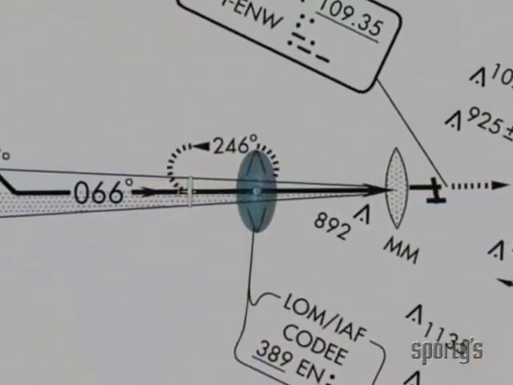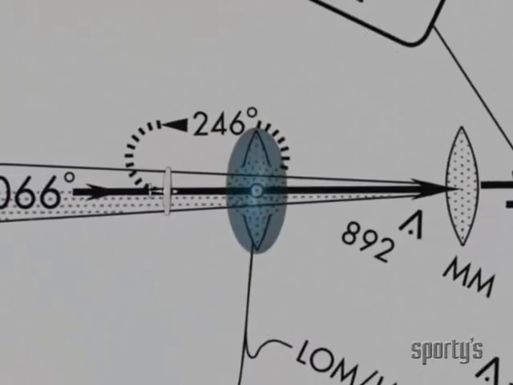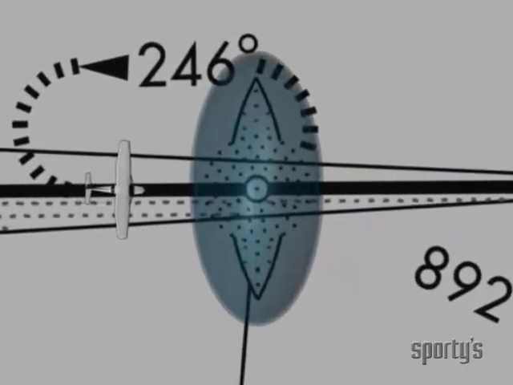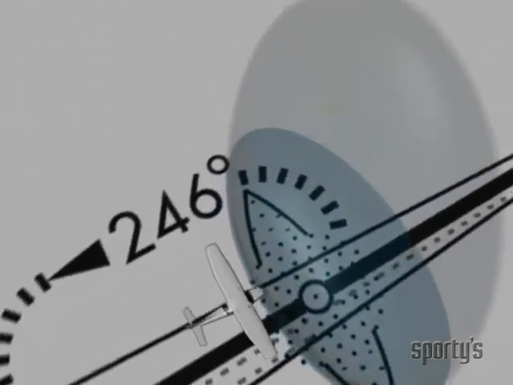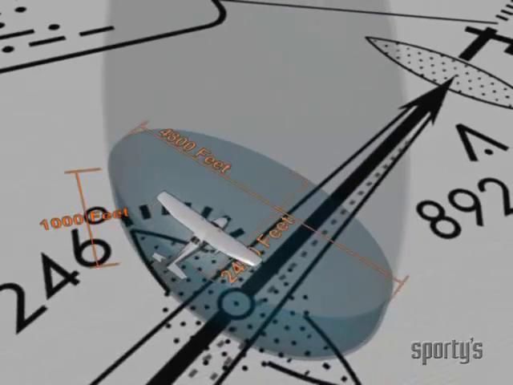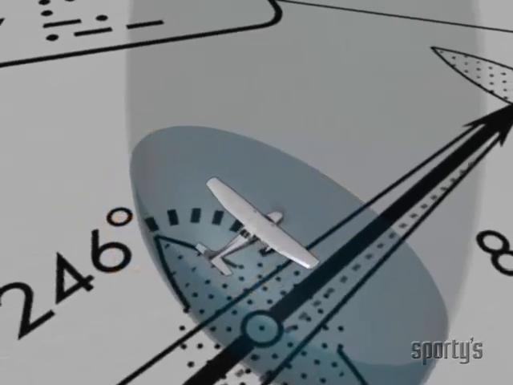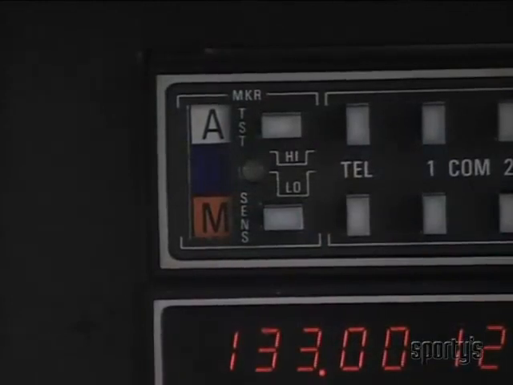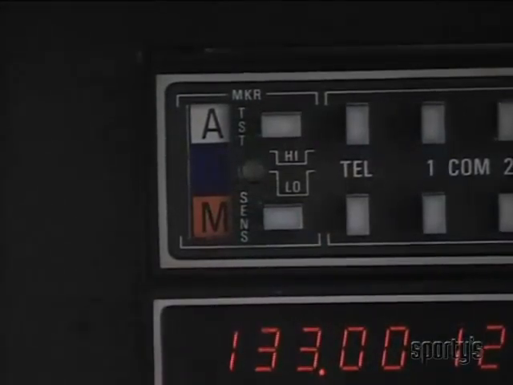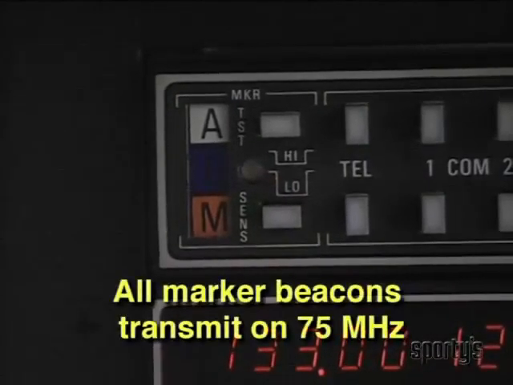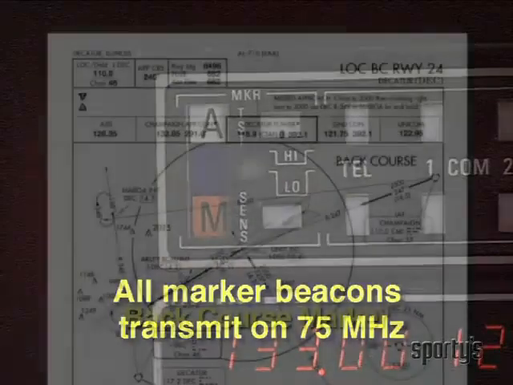Marker beacons provide distance information. The marker beacon antenna is designed to transmit the signal straight up like a searchlight. The signal pattern is an ellipse perpendicular to the localizer center line. At 1,000 feet above the antenna, the signal is about 4,800 feet wide and 2,400 feet thick. The aircraft must be located within the ellipse to receive the signal. To have the most precise fix, marker beacon receivers which have sensitivity selection should be in the low sensitivity position. All marker beacons transmit on 75 megahertz.